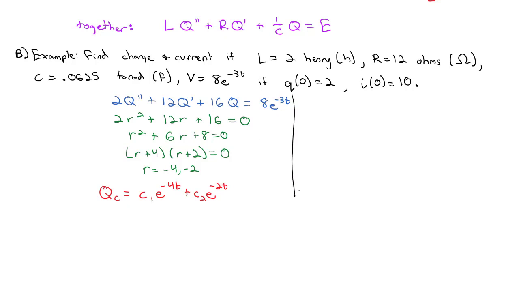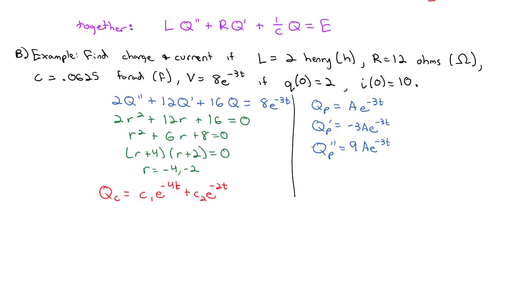Now we just need to go back and find our particular solution. And we know from our method of undetermined coefficients that our Q particular, based on what our function equals, 8e to the negative 3t, is probably some unknown coefficient times e to the negative 3t. Then Q particular prime is negative 3a e to the negative 3t. And Q particular prime prime is 9a e to the negative 3t.